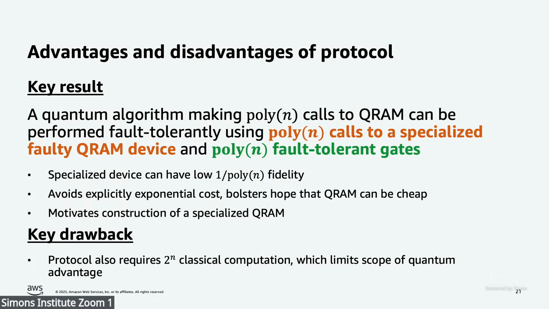But the key drawback is the need for this classical update, which requires touching all of the entries in the database. So it would appear to have exponential classical complexity. It seems to be harder than RAM. So it would maybe limit the scope of where this could actually provide an advantage.